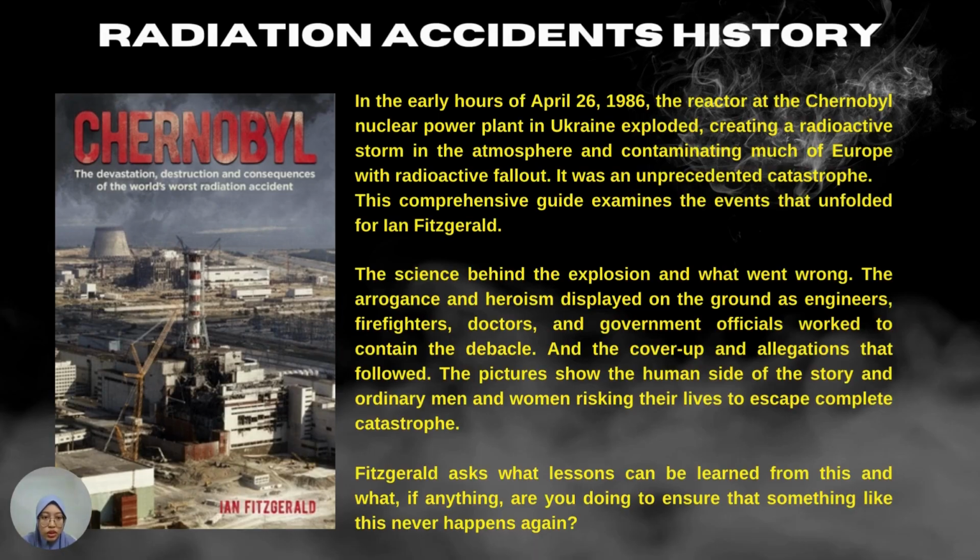Next, we will go to the radiation accidents history. This happened in the early hours of April 26, 1986. The reactor at the Chernobyl nuclear power plant in Ukraine exploded, creating a radioactive storm in the atmosphere and contaminating much of Europe with radioactive fallout. And this happened because of human error.